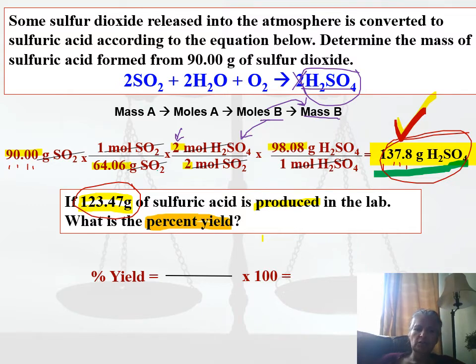So 123.47 grams will go on top because that was what actually was produced. The 137.8 is what should have been produced in a perfect world. So that goes on the bottom.